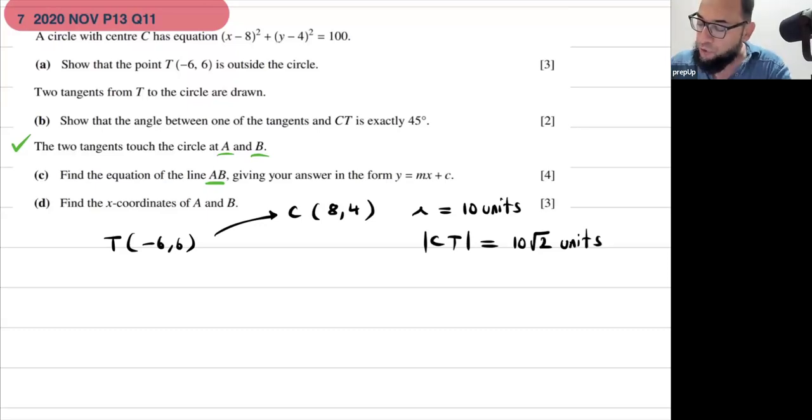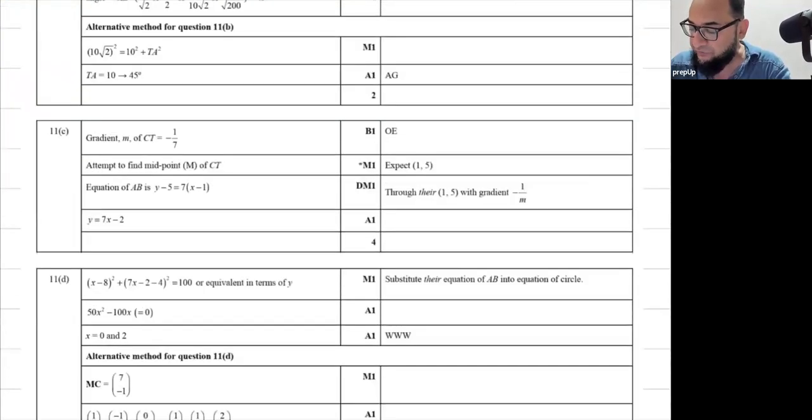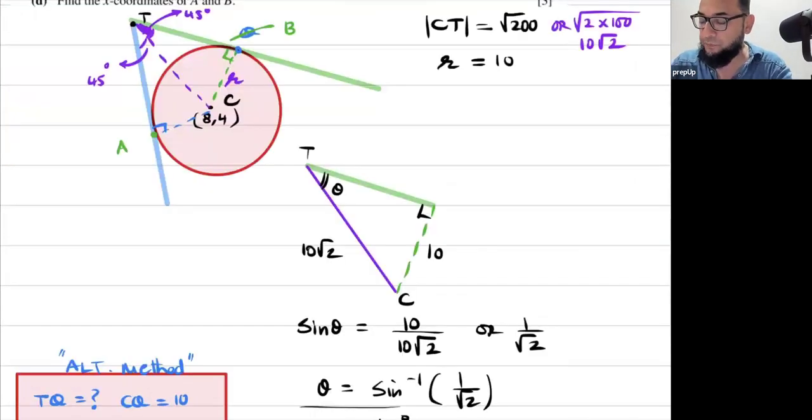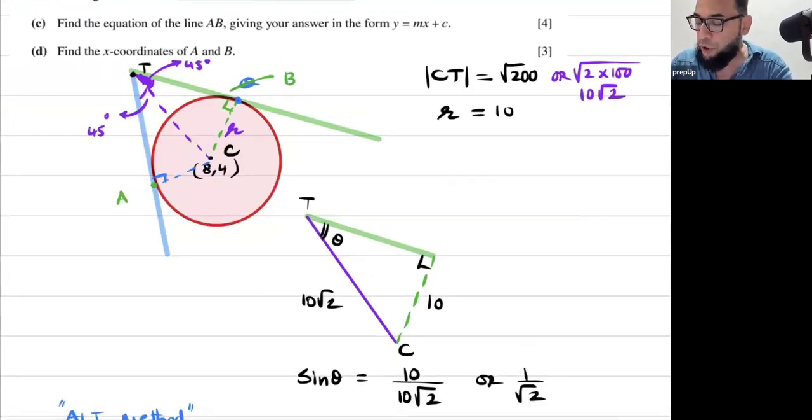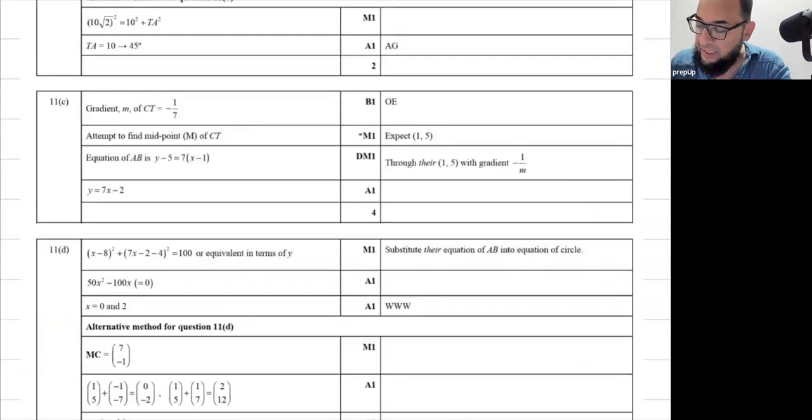Now, if I want to find the equation of this line AB, I can either use the distance formula, that's one approach, or use some kind of trigonometry here, because I have T, I have B. I can also use the concept of gradient. Let's see how the examiner has used it.